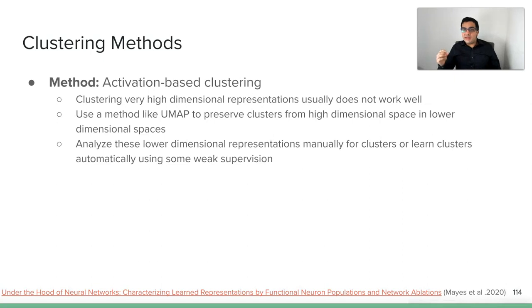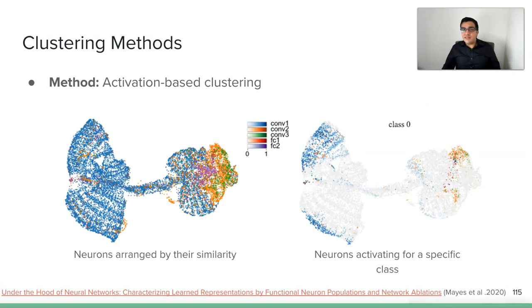One thing to note is that clustering does not work very well in high-dimensional spaces, which is the case when a model has a large number of neurons. Hence, Maes et al. proposed the idea of using dimensionality reduction techniques like UMAP to first reduce each neuron vector into a lower dimensional space and then perform the clustering. After getting these neuron clusters, they chose to analyze them visually. For example, they were able to identify groups of neurons that activate together for specific output classes in some computer vision models, and this can be seen in the figure on the right.